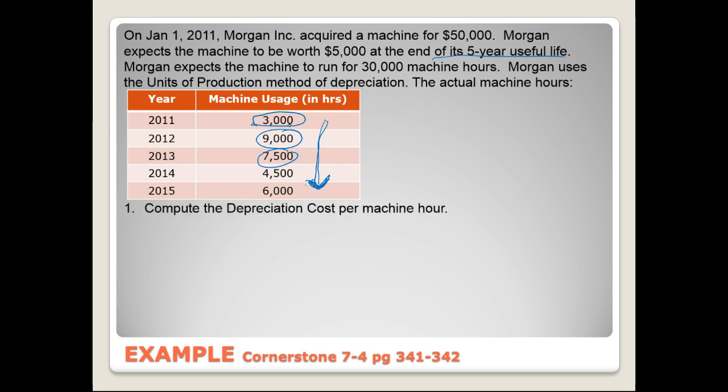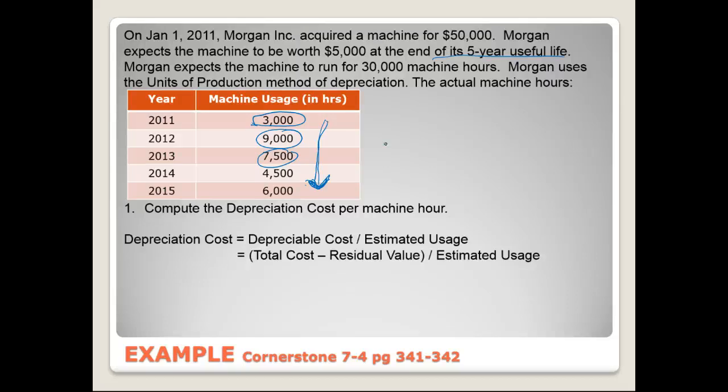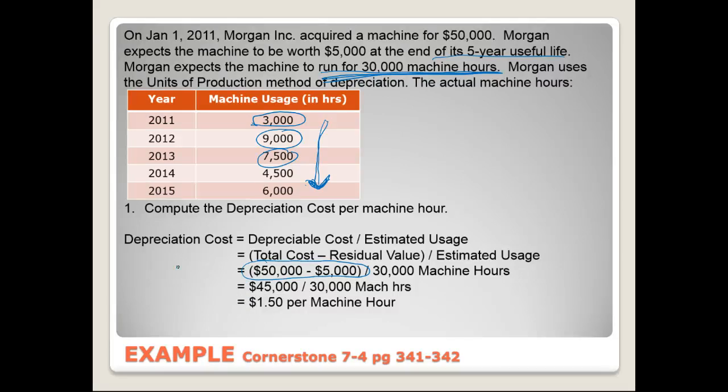So first we have to figure out in this method, what is the depreciation cost per machine hour? Well, remember, we said that the way to do that is take the total depreciable cost, which is what your book calls it. Depreciable cost just means the $50,000 minus the residual value of $5,000, and we divide it by the estimated usage. What was the estimated usage? Not the actual usage per year, but the estimated number of hours the machine should run. It's 30,000 hours. So we do the same thing we would have done in the old straight line method. We take $50,000, the total book value at the beginning, which is equal to the total cost, minus the residual value, divided by 30,000 machine hours, and we come up with $1.50 per machine hour. We expect that this machine depreciates at the rate of $1.50 for every hour the machine runs.